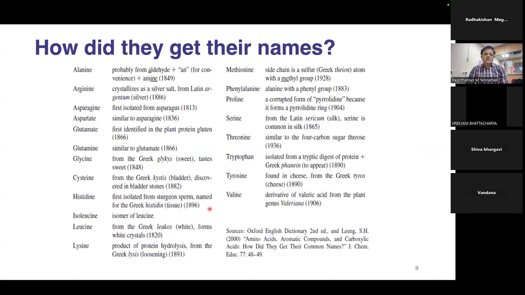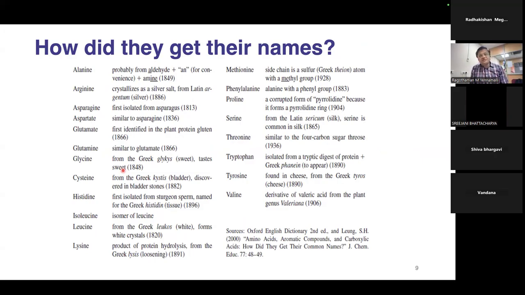So there is a lot of nomenclature that is used among all these 20 amino acids. There have been some names which are really interesting, and there is a little bit of history behind how they were named.